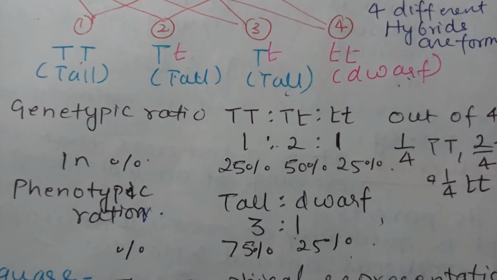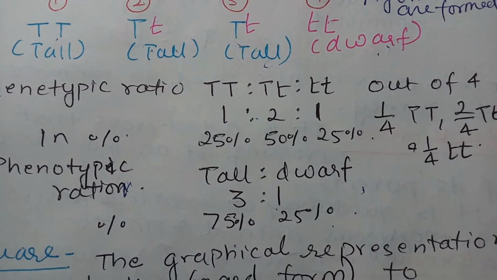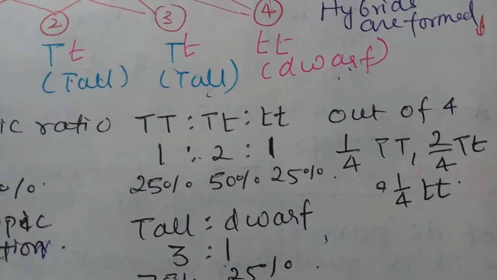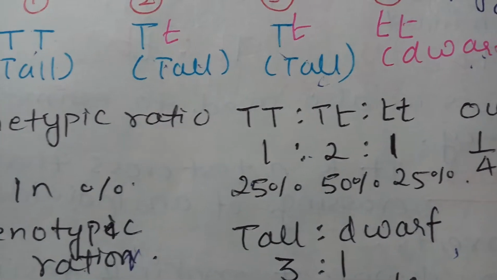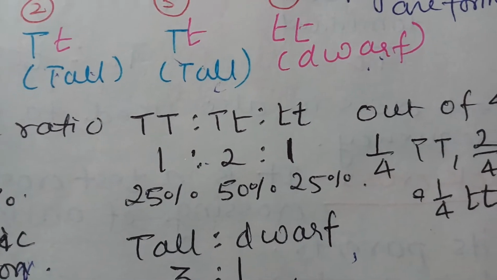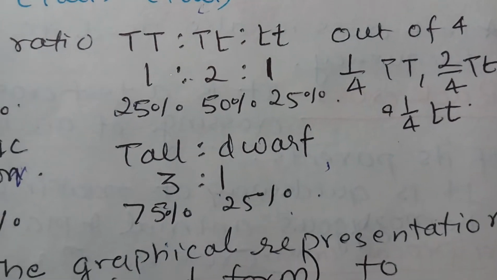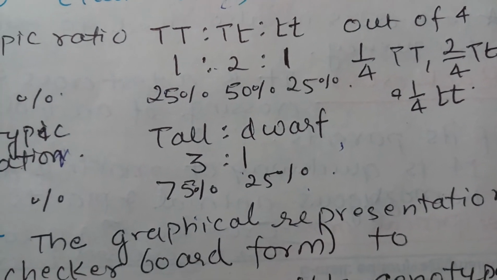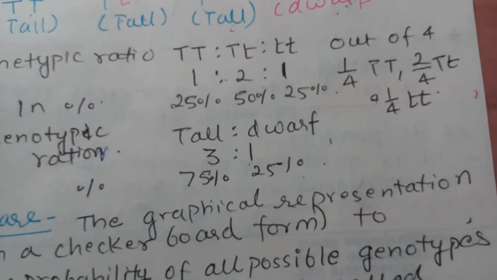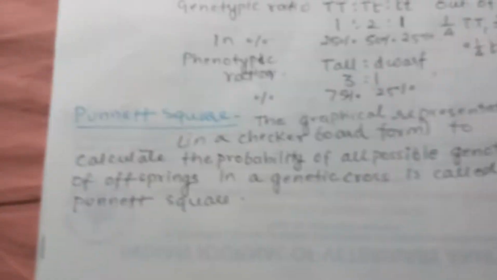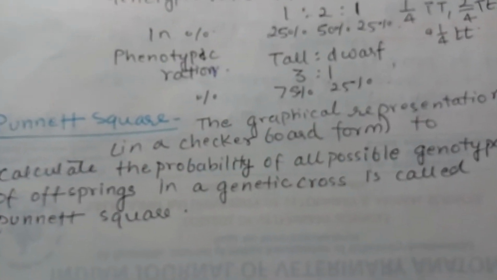If you see the phenotypic ratio, it is between tall and dwarf. This will express tall, heterozygous will express tall, and this will be dwarf. So tall to dwarf is 3:1, that is 75:25%.